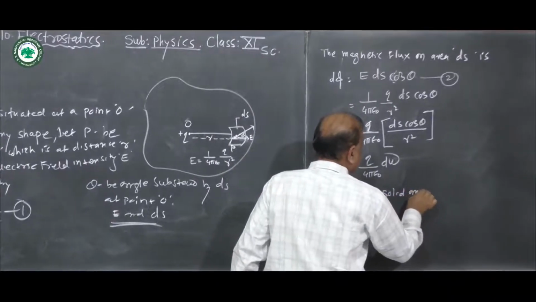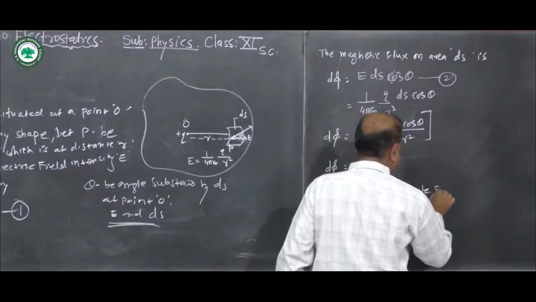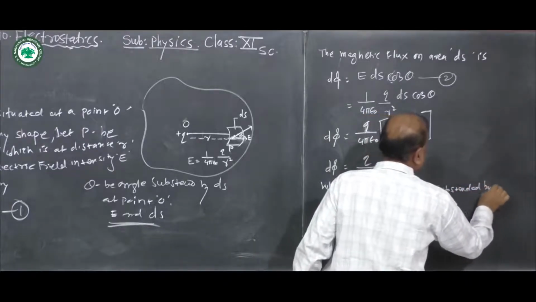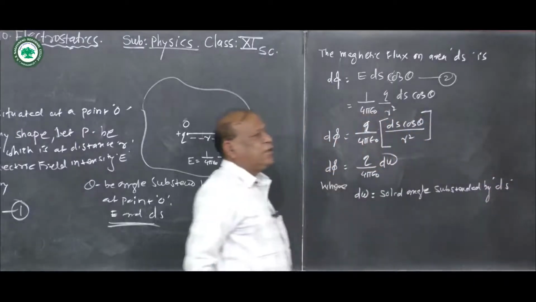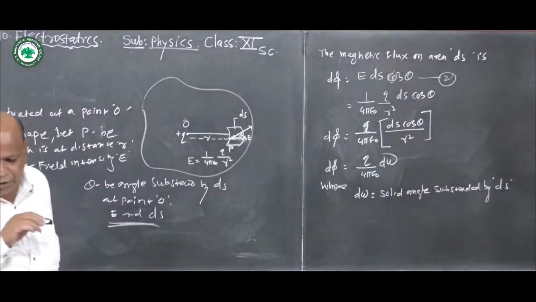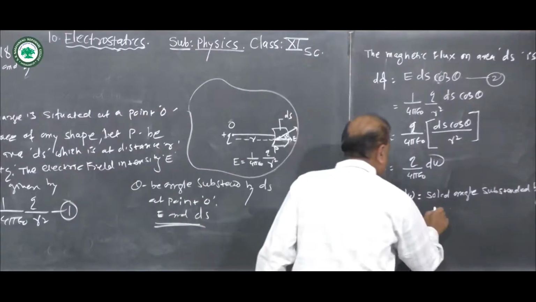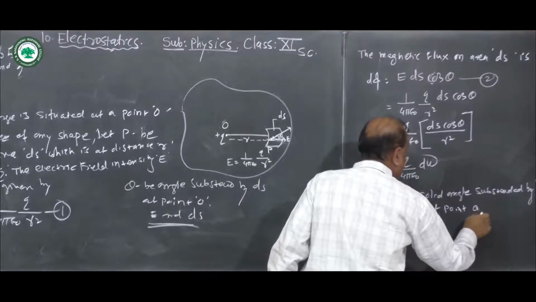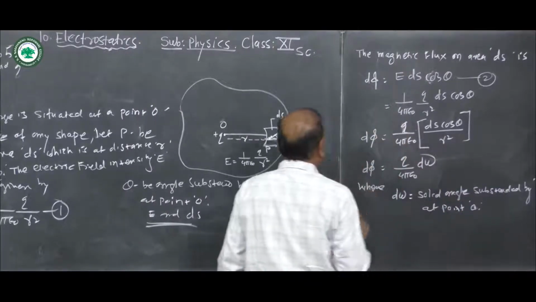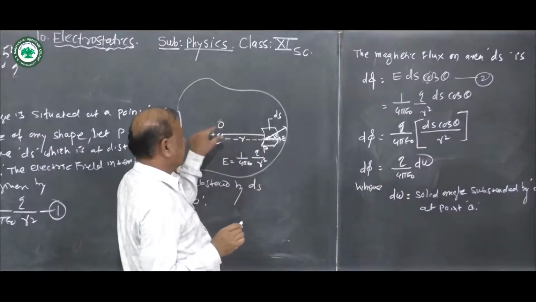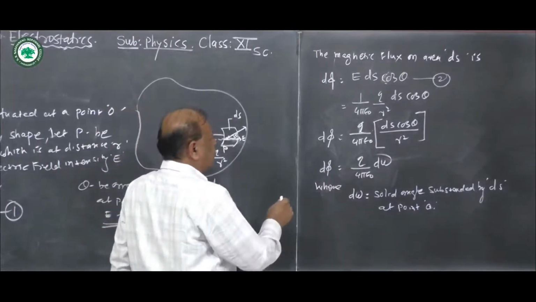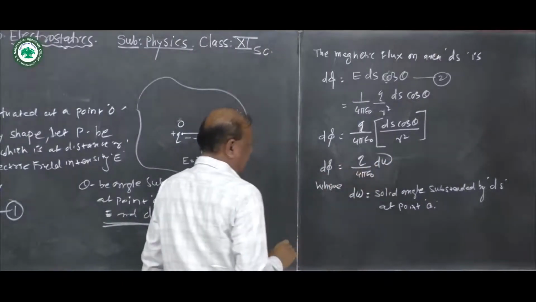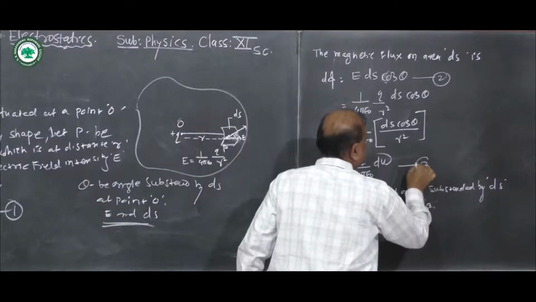Solid angle subtended by ds at point O. At point O, here is the solid angle, and therefore d phi is equal to Q upon 4 pi d omega. This is equation number 3.